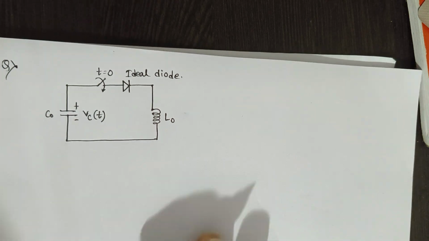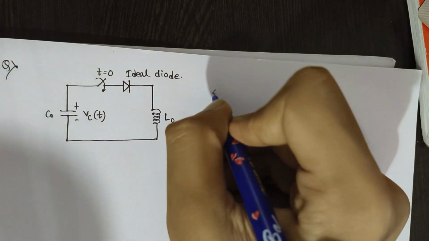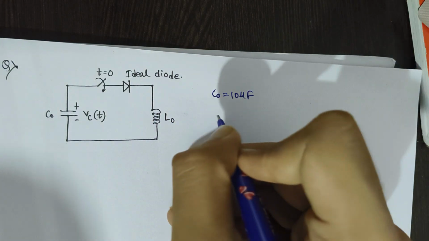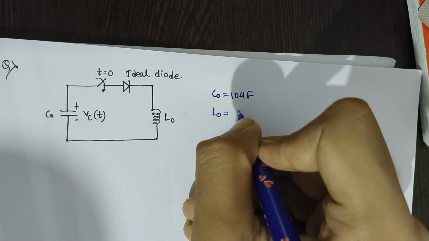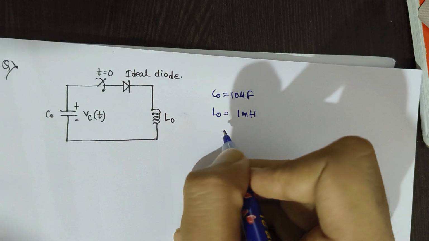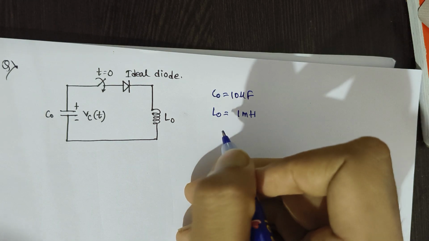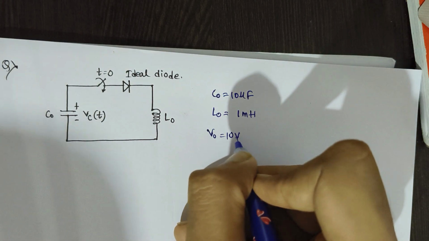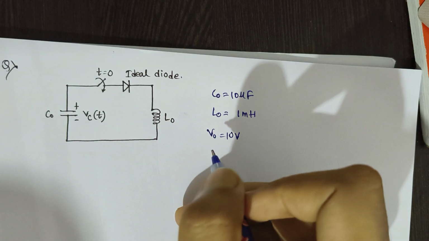So what is in the question? The value of the capacitor is given in microfarad. Value of inductor is given 1 millihenry, and the diode is ideal. The capacitor is initially charged to 10 volt, and the current in the inductor is initially 0.